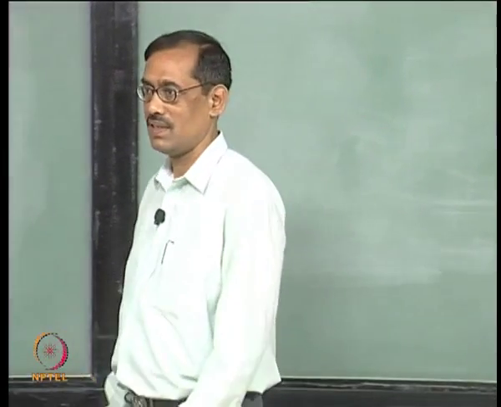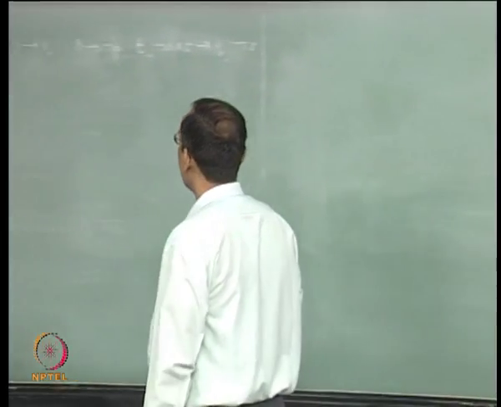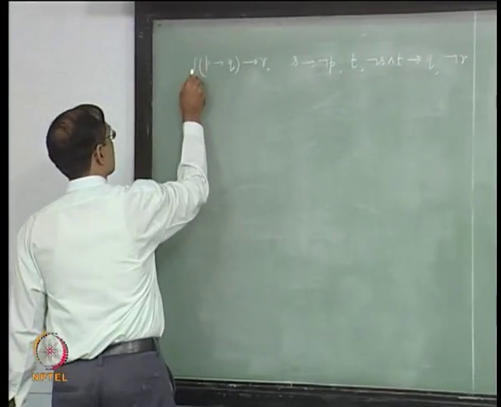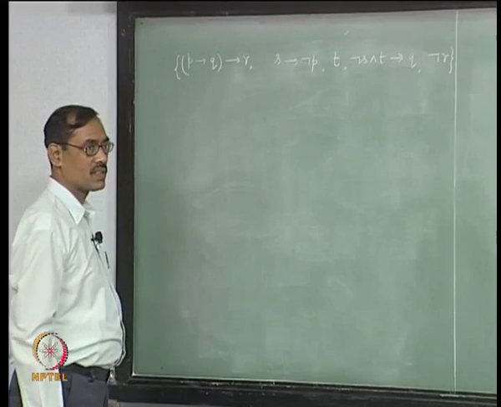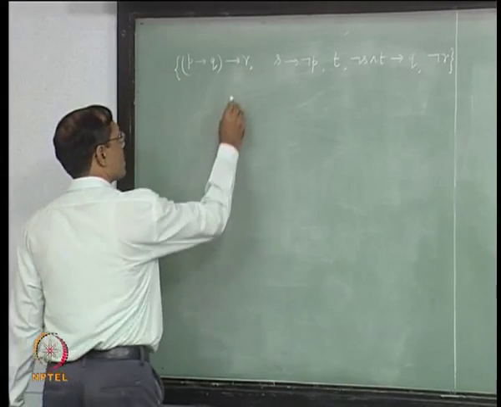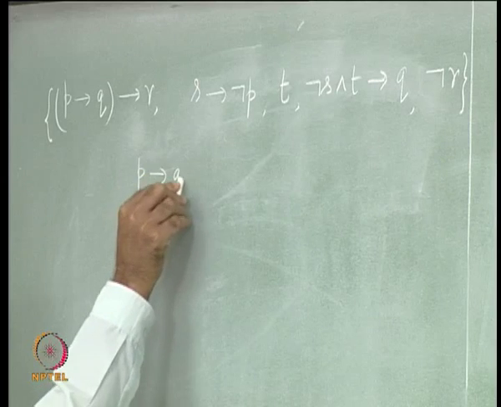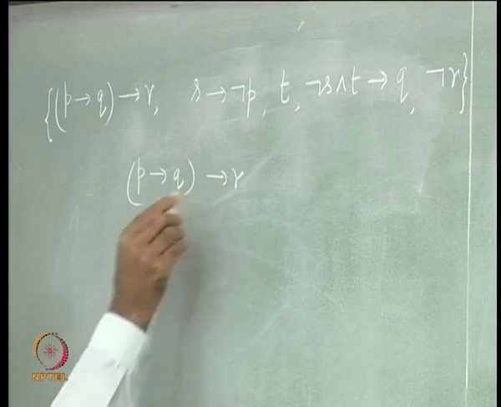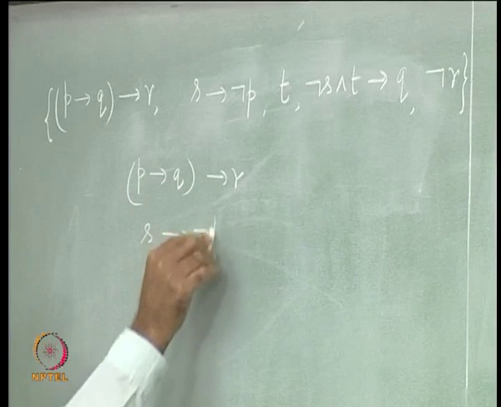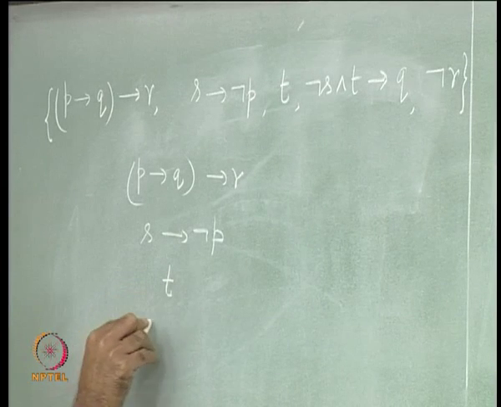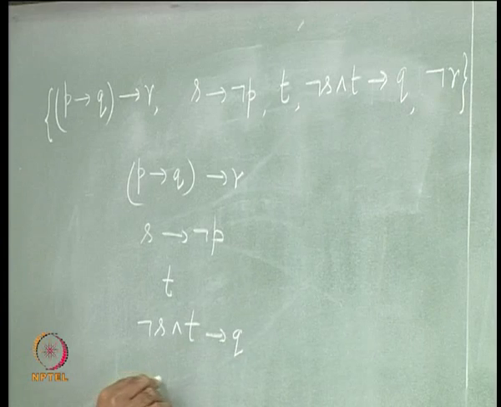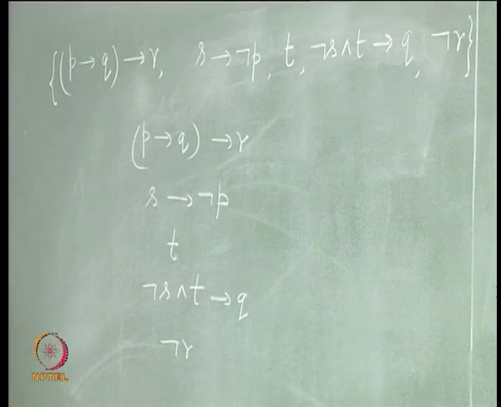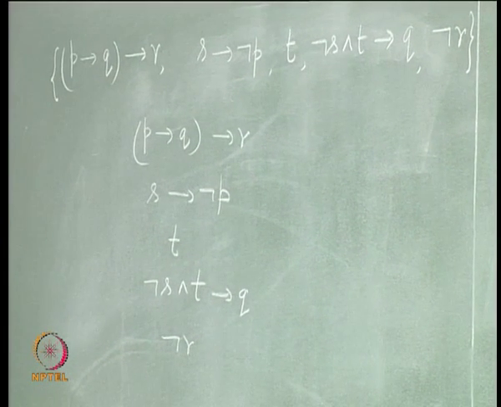For example, let us see one more. So, this set is inconsistent. We will be constructing a tableau for this. We just start with all of them at the root. Okay. Then go on applying the tableau rules.